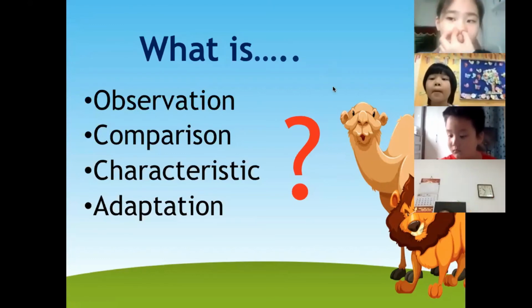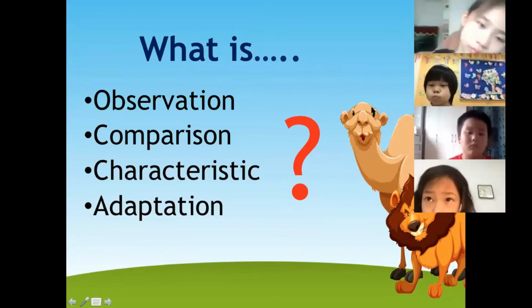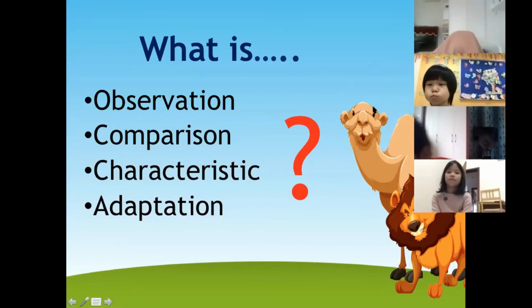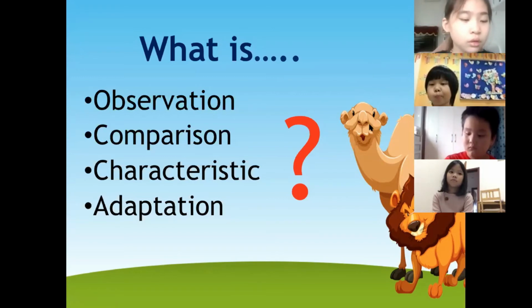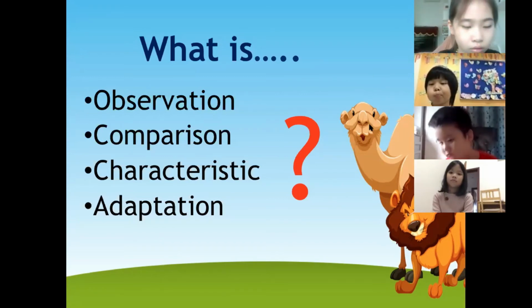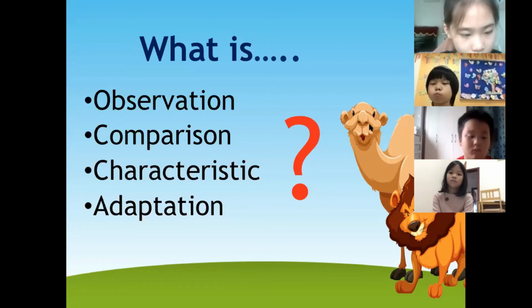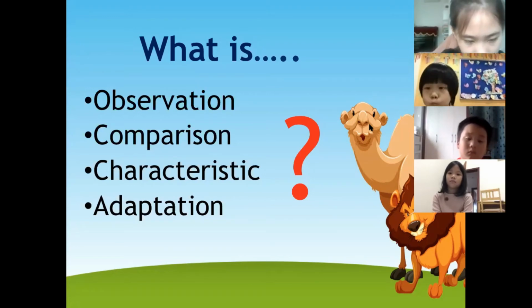What is a characteristic? Taki, what is characteristic? Characteristic is like what can we see and then they have. Good, yeah. What we see they can have. So it's an observation about a specific animal. So a characteristic of mammals or of reptiles.